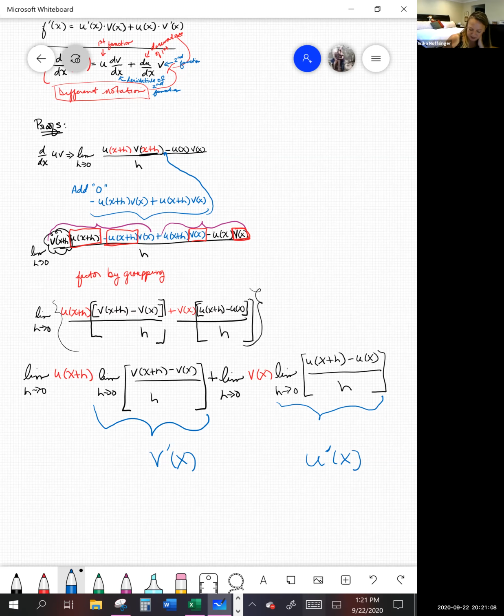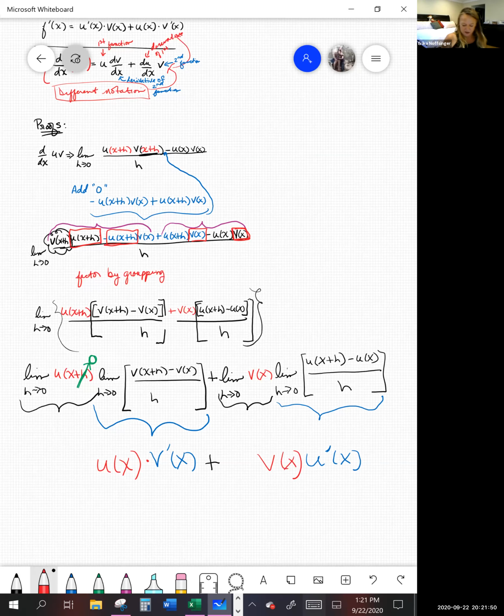Let's look at the first limit in front here. As h goes to 0, this h is going to 0. What are we really left with? We're just left with u of x. So we're just left with the function u of x in front. Plus, if we look at this limit over here, the first piece of the product of the second grouping, the limit as h goes to 0 of v of x, notice there's no h in that function. And so that would just give me our original function, v of x.